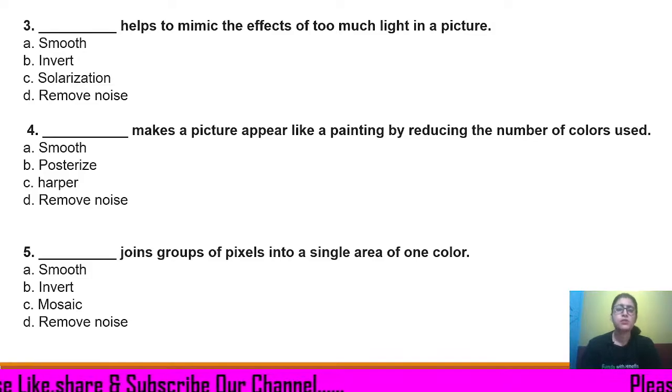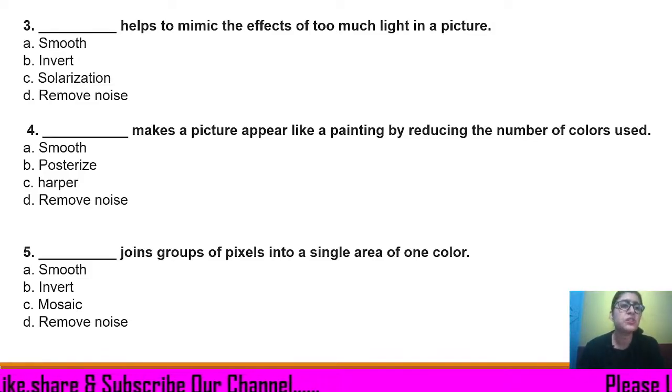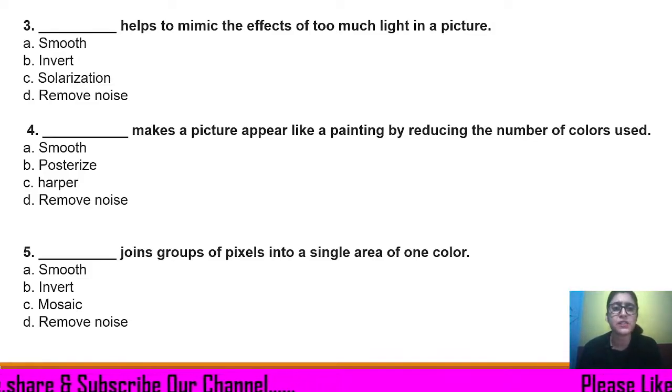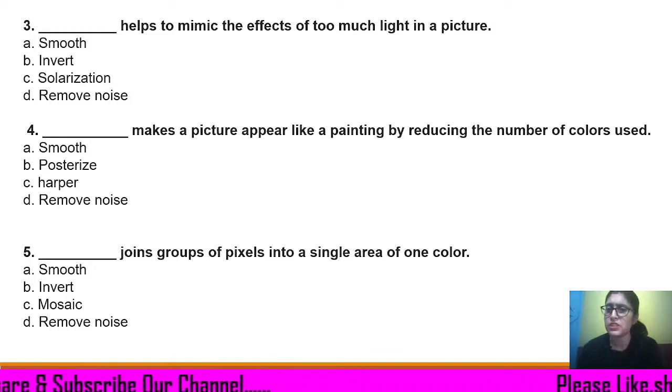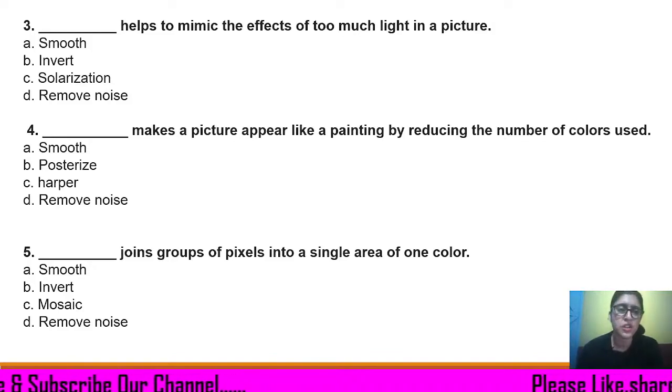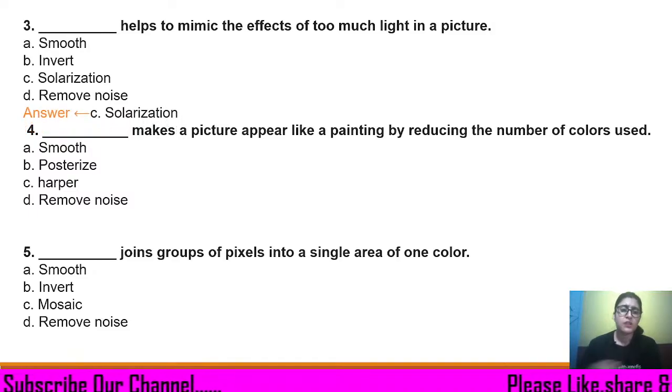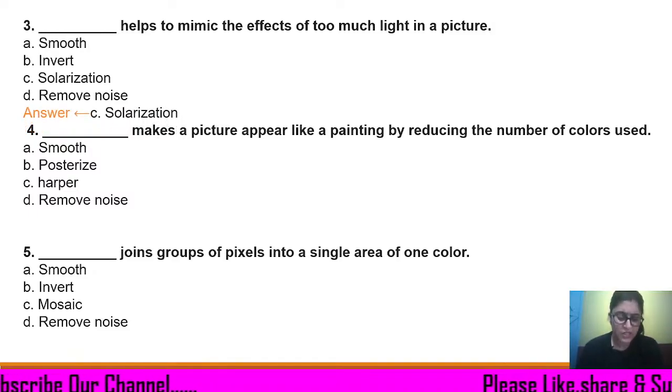Okay. So, smooth, invert, solarization, remove noise. Which one will be the correct answer? Mimics the effect of too much light in an image or in a picture? Solarization. Yes, the answer will be solarization.